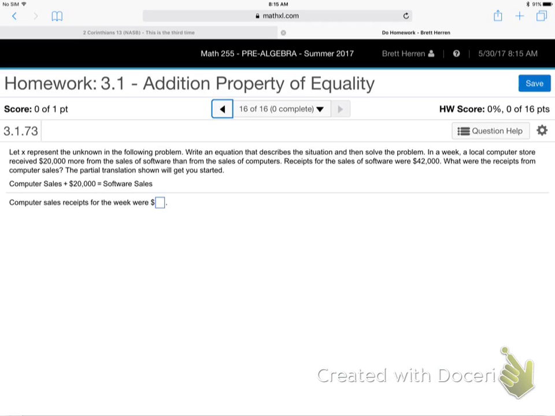All right, let's see here. Let x, that's a lot of words. Let x represent the unknown in the following problem. Write an equation that describes the situation and then solve the problem. In a week, so here's where it actually begins, a local computer store received 20,000 more from the sales of software than from the sales of computers. Receipts for the sales of software were 42,000. What were the receipts from computer sales?